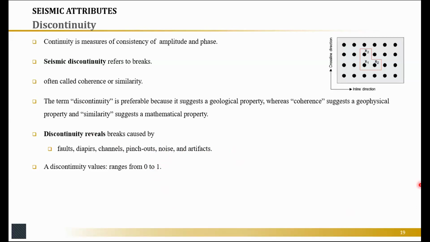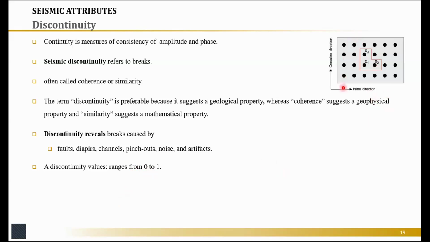If you have the discontinuity cube, it will have values from 0 to 1. So it measures the continuity. Perfect continuous will be 0. And perfect discontinuous data will be 1. And then you have the range between 0 and 1.